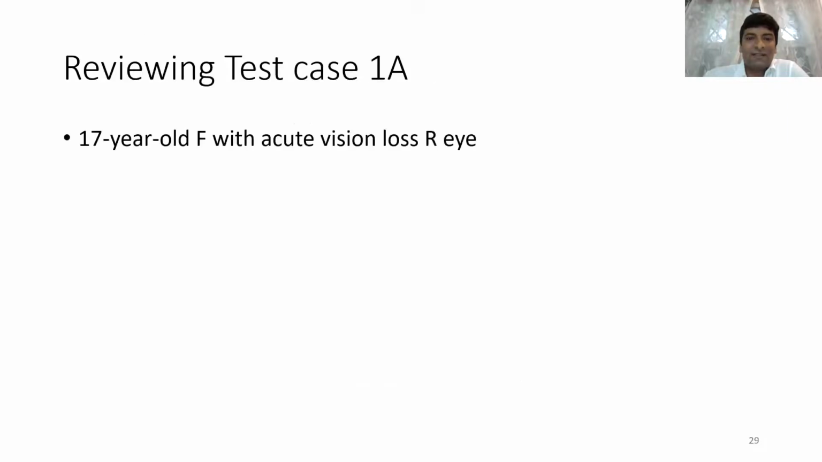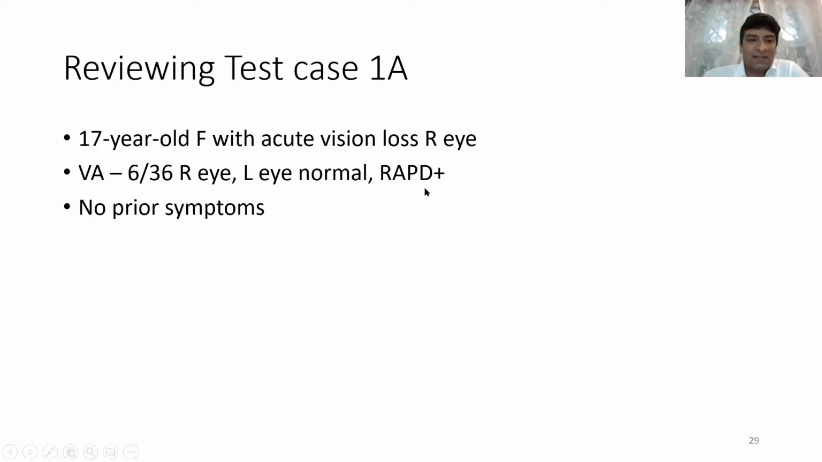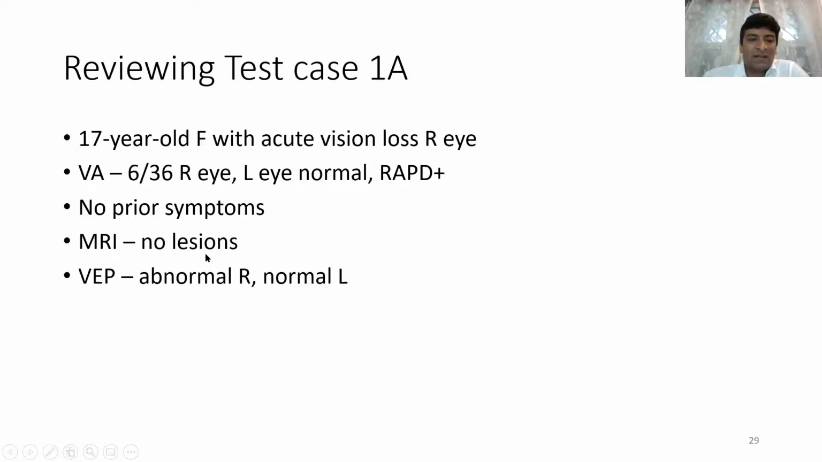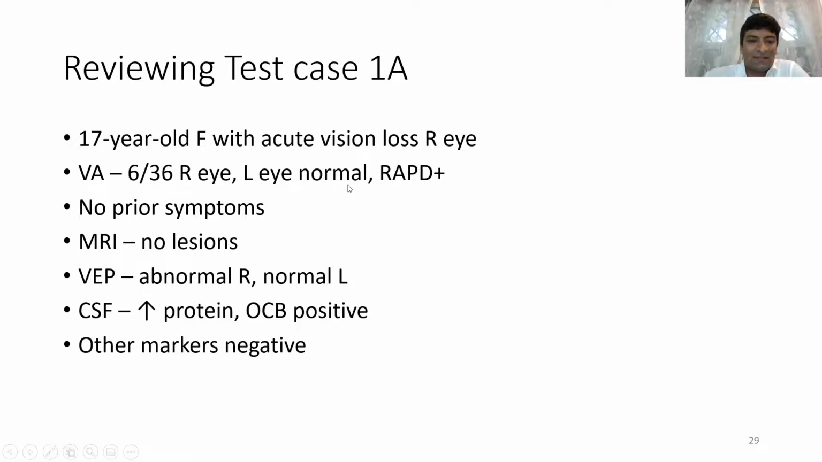So let's go back to the test case A. A 17-year-old female with acute right eye vision loss, visual acuity of 6/36 with the RAPD, no prior symptoms, no MRI lesions, VEP abnormal on the right, CSF OCB positive, and increased protein. Okay, so put your answers in the chat, please. Can we diagnose multiple sclerosis in this patient with this evidence? Yes or no?